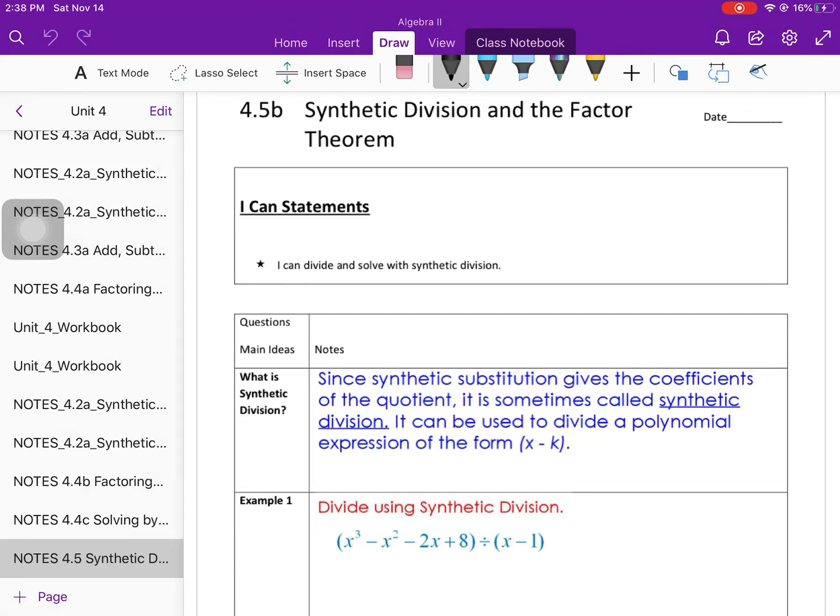Hey guys, welcome to 4.5b, which is synthetic division and the factor theorem. This is our last lesson in Unit 4.